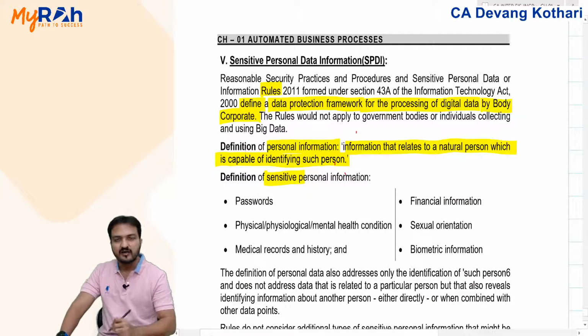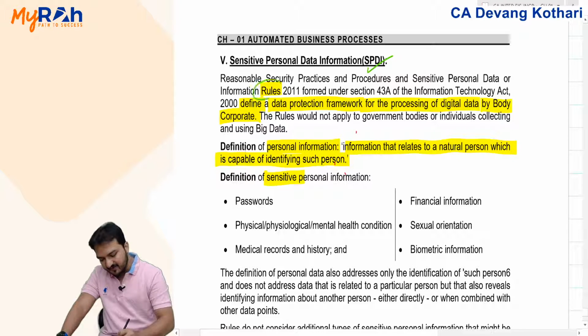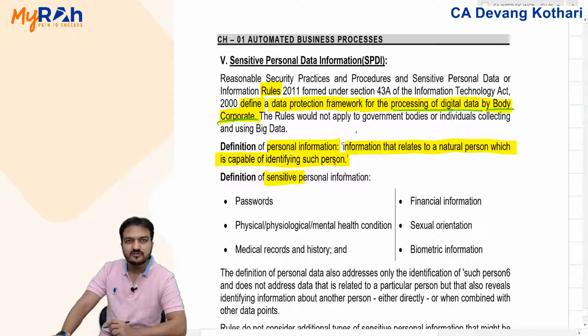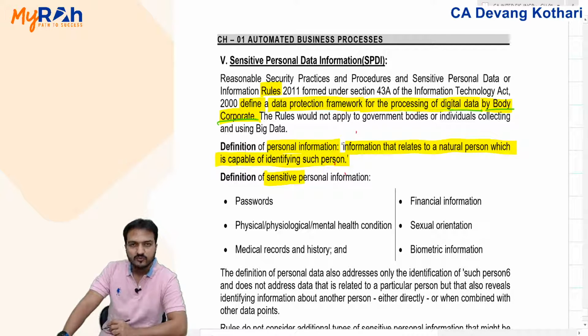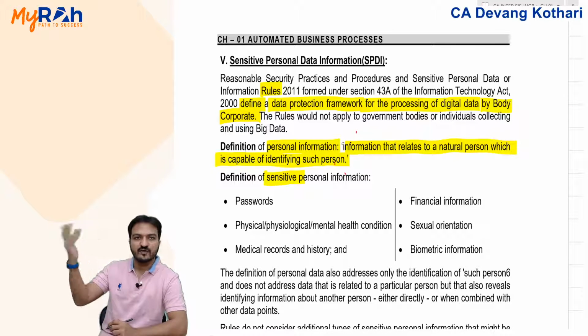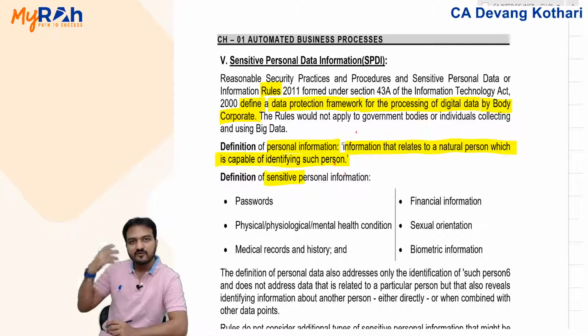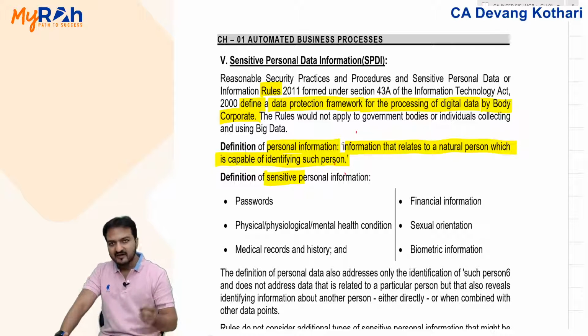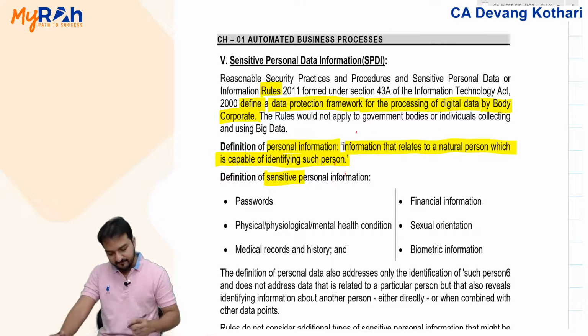Sensitive personal data information, SPDI. Well, government has made rules called SPDI rules, which define a data protection framework for processing of digital data by a body corporate. So these rules are not for you and me. These are the rules for the software companies. The rules have been given to software companies, telling them how they are supposed to keep my data, how they are supposed to manage my personal information, how they are supposed to handle my private data.